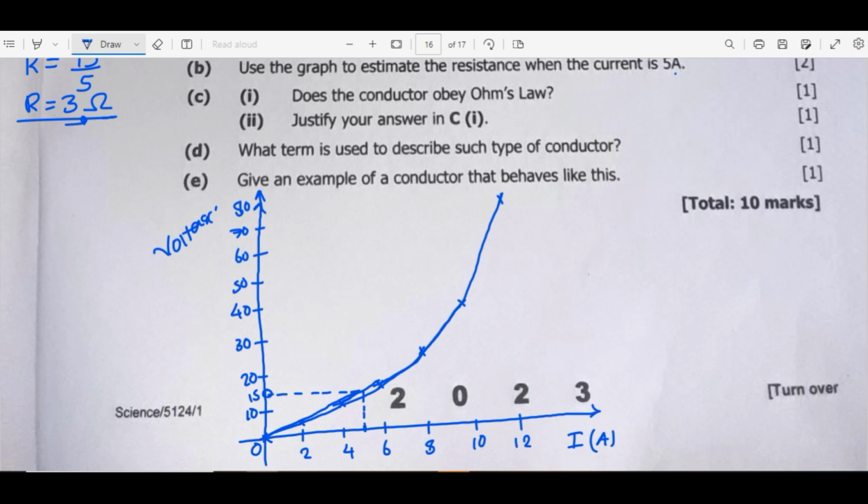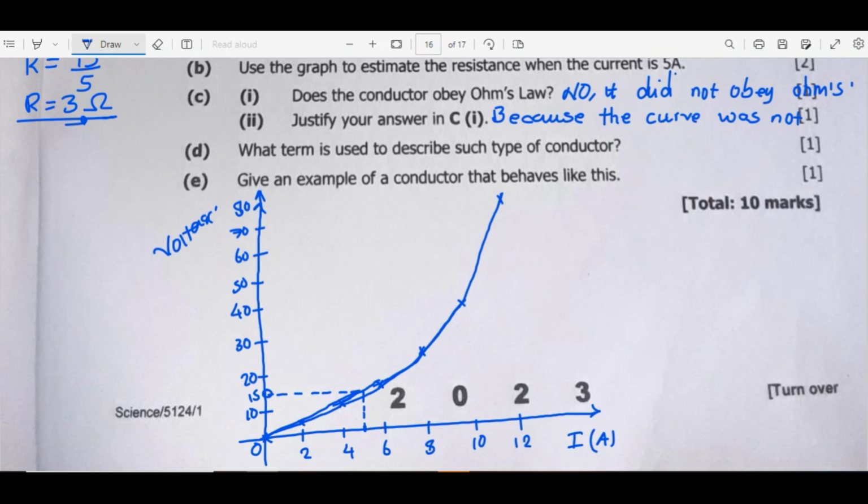Whenever you have a direct relationship, you need to have a straight line. Now in our case, even if I'm not using the actual graph paper, I can still tell that it's not a straight line. So we'll say no, it did not obey Ohm's law. Justify your answer. We can say, because the curve was not linear.